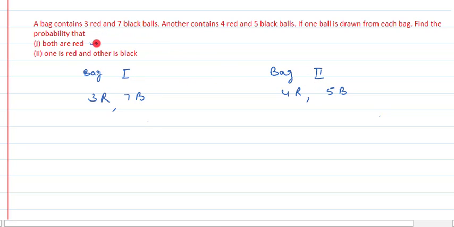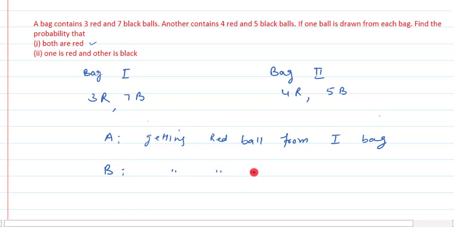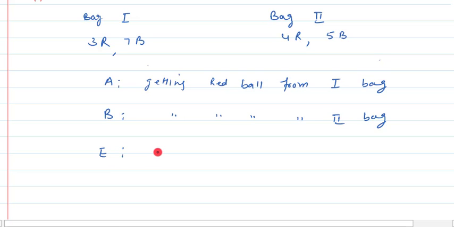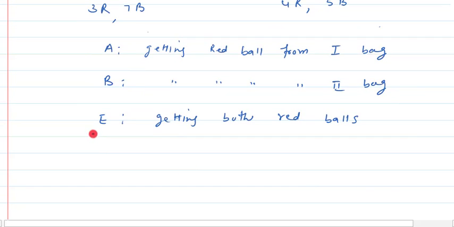We need to find the probability that both are red. So let us suppose that A is the event of getting red ball from first bag, and B is the event of getting red ball from second bag. Let me name event E as getting both red balls. So we can represent, or we can write this solution as P(E), means probability of getting both red balls, is equal to P(A and B).